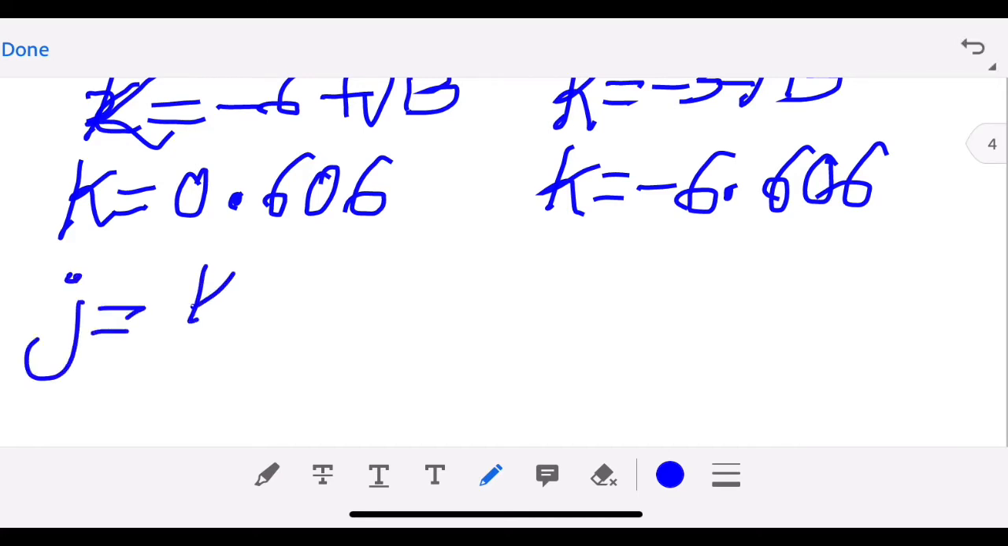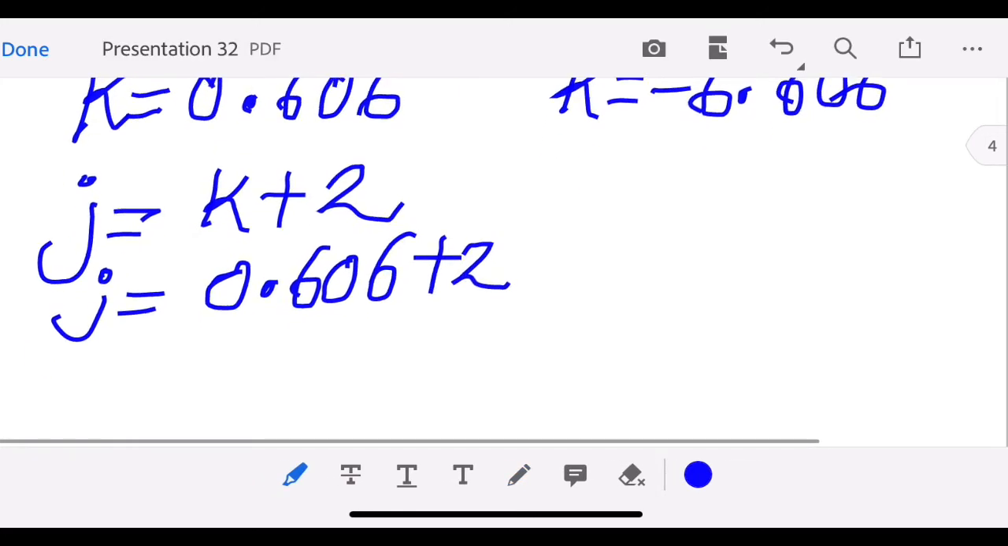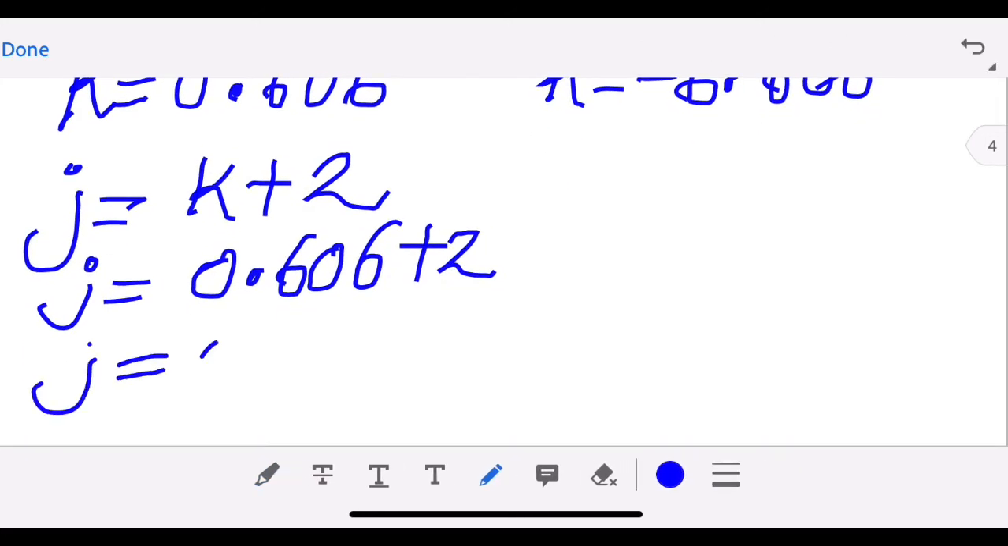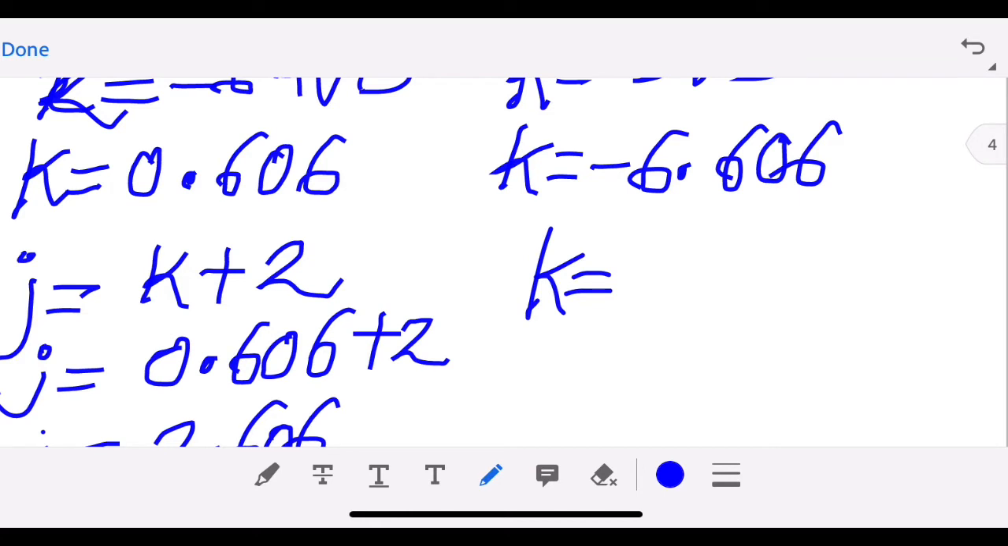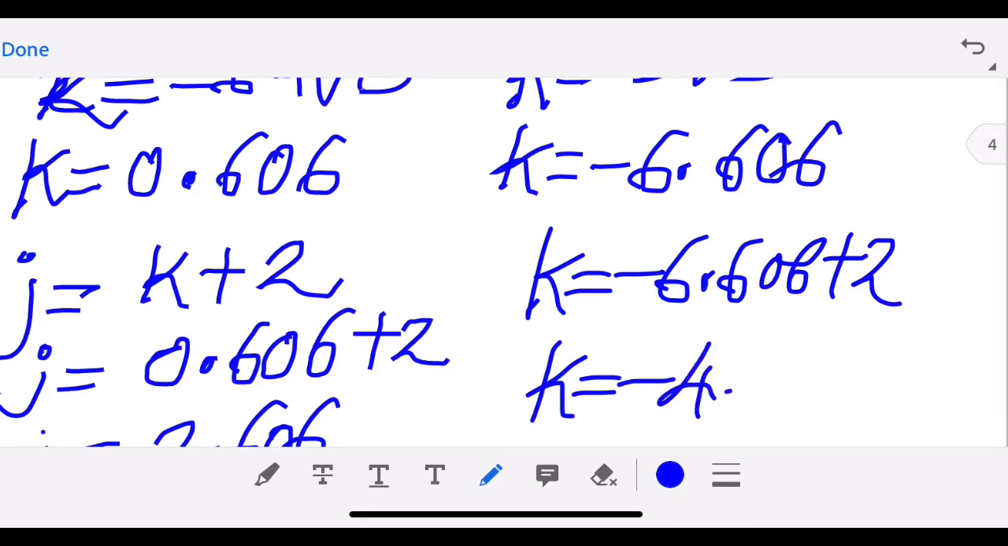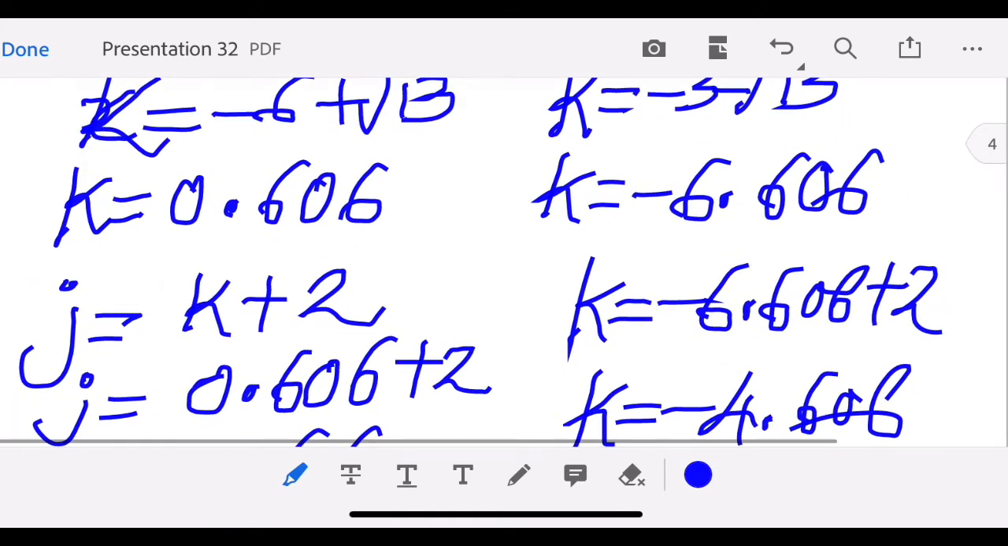So just now the j is k plus 2. So that means your j will be 0.606 plus 2. Right, so you have to show how you get the j is 2.606, right? And for the other answer, the k is negative 6.606 plus 2, so your answer will be negative 4.606.